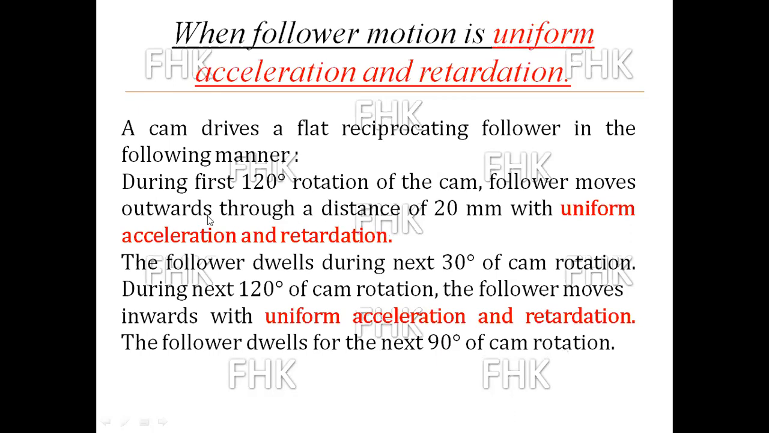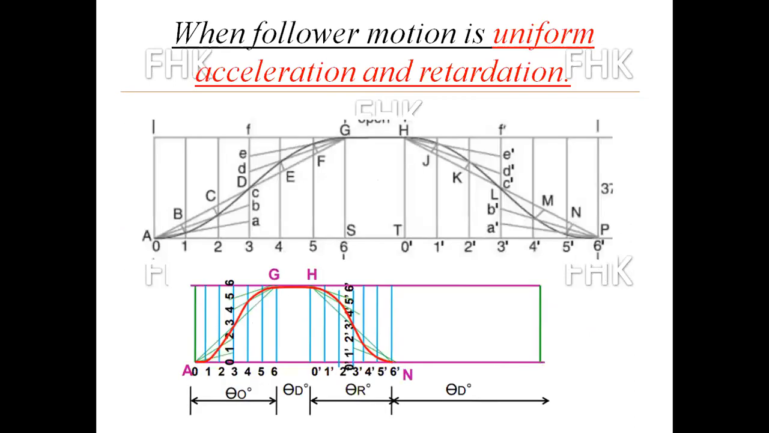So in the forward stroke, which is the outward stroke or rise of the follower, it has uniform acceleration retardation motion, and during the return stroke, it has the same uniform acceleration and retardation. That means in the forward and reverse strokes, the follower motion is the same, that is uniform acceleration and retardation. So this is the general sketch after completion of the displacement diagram, which you can see in front of you.